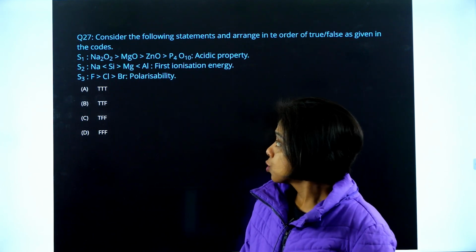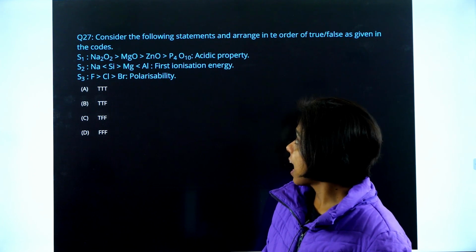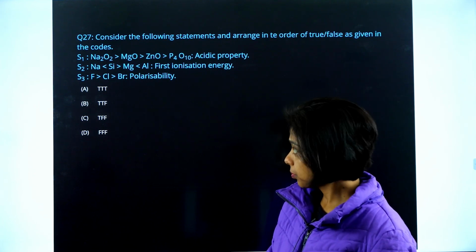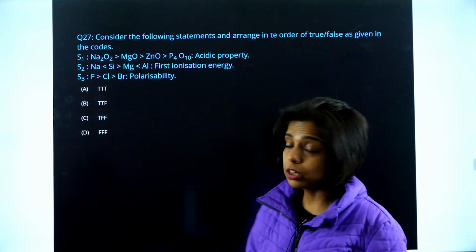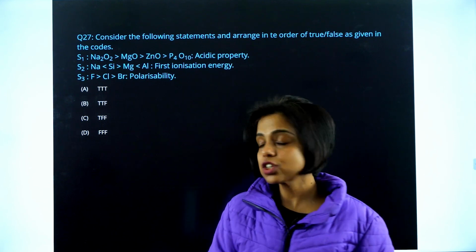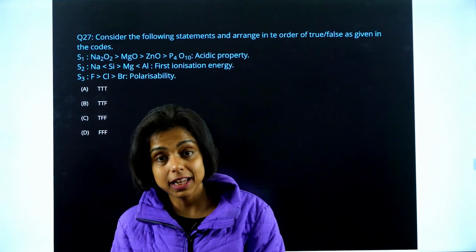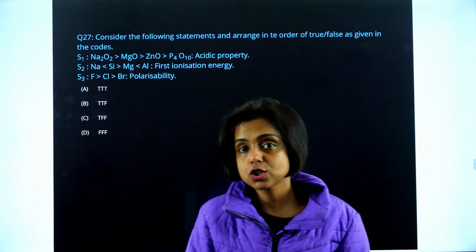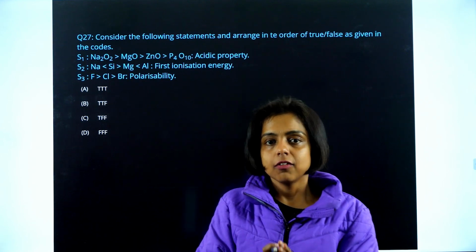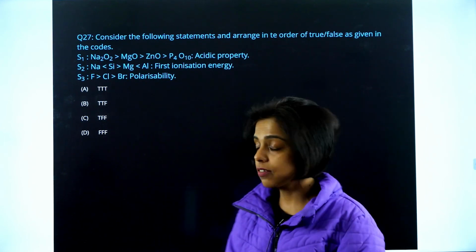Next, sodium, silicon, magnesium, aluminium, first ionization energy. Again, it is not the correct order. You all know the ionization energy of magnesium is more than aluminium because of the stable 3s2 configuration. Again, a very common case. Again, it is given wrong.